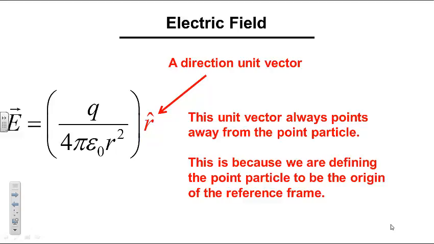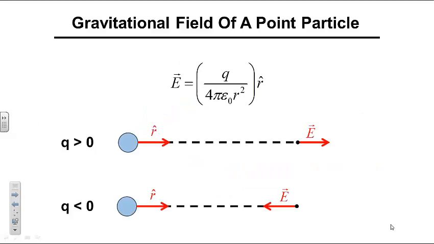Since all variables except q in this equation are positive, the variable q, together with r hat, determines the direction of the electric field. For positively charged particles, particles for which the variable q is positive, the direction of the electric field is the same as the direction of r hat. For negatively charged particles, particles for which the variable q is negative, the direction of the electric field is opposite the direction of r hat. Thus, electric fields point away from positively charged particles and toward negatively charged particles.